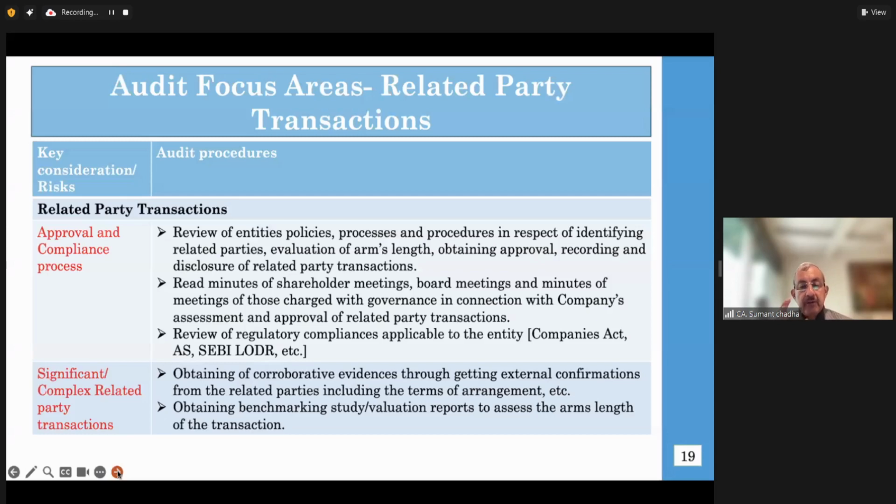Those charged with governance, their mindset, the culture of the organization has to be seen, whether they are prone to compliance or prone to non-compliance. What are their objectives? Wanting to save tax, or wanting to show good numbers so that they can build in their cash flow and get bank loans or maybe FDI. Are they over-ambitious in terms of multiple projects?